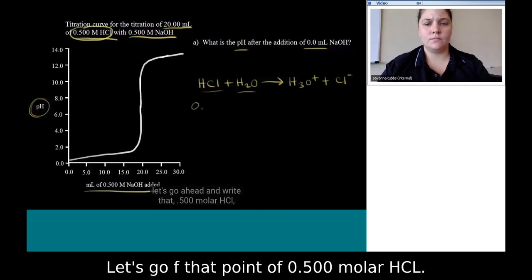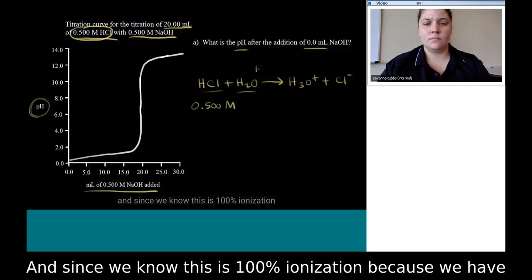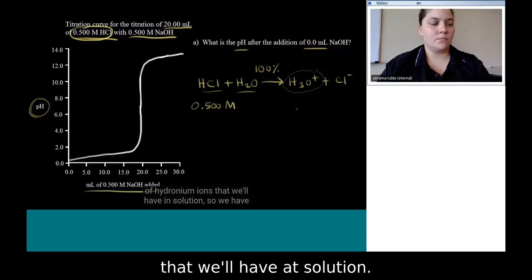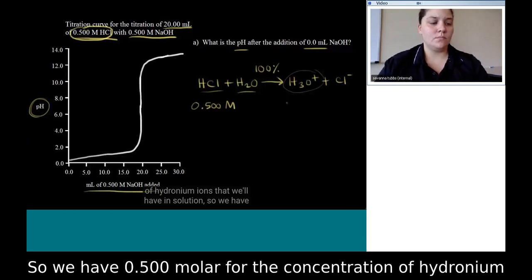If we're starting with a concentration of 0.500 molar HCl, let's go ahead and write that, 0.500 molar HCl, and since we know this is 100% ionization because we have a strong acid, that's the same concentration of hydronium ions that we'll have in solution. So we have 0.500 molar for the concentration of hydronium ions.